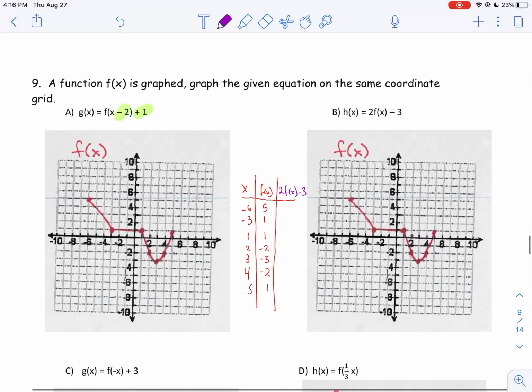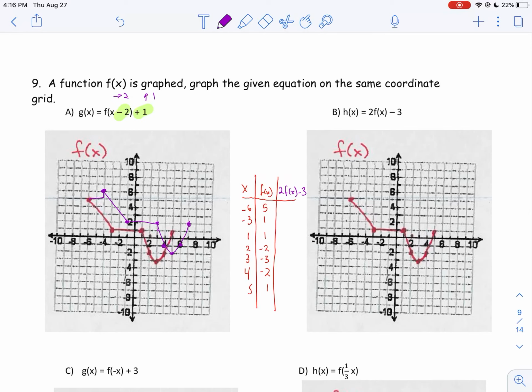Okay, so minus 2 on the inside is going to go right 2. Plus 1 is up 1. So all I have to do is move all of my points right 2 and up 1. Right 2, up 1. Right 2, up 1. You're getting tired of this, aren't you? Right 2, up 1. And then just connect the dots.